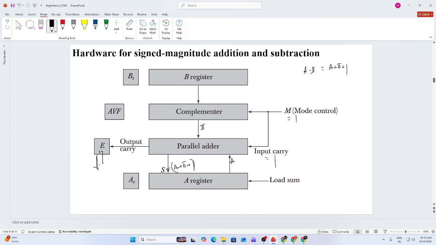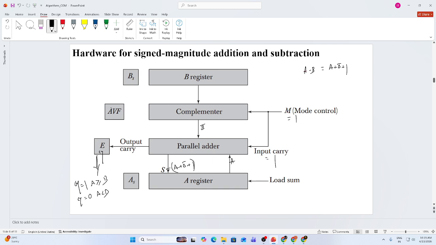Based on this external carry, if external carry equals 1, I can say that A is greater than B. If external carry is 0, I can say that A is less than B, right? So this way I can use this hardware. One more thing: you know that AS is the sign of A, and then the magnitude of A, this is the parallel adder and complementer. So this is the external carry. Based on this carry I can take this decision. Similarly BS sign and B magnitude.